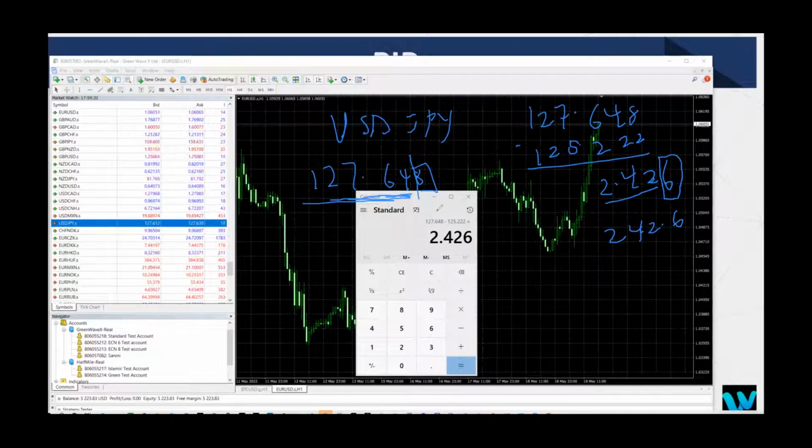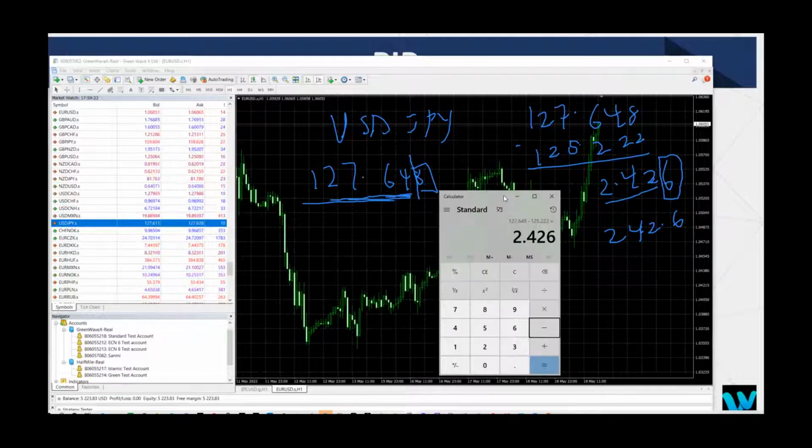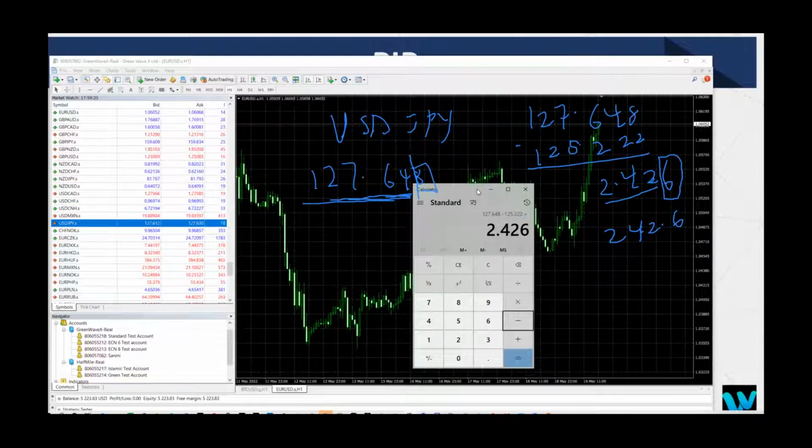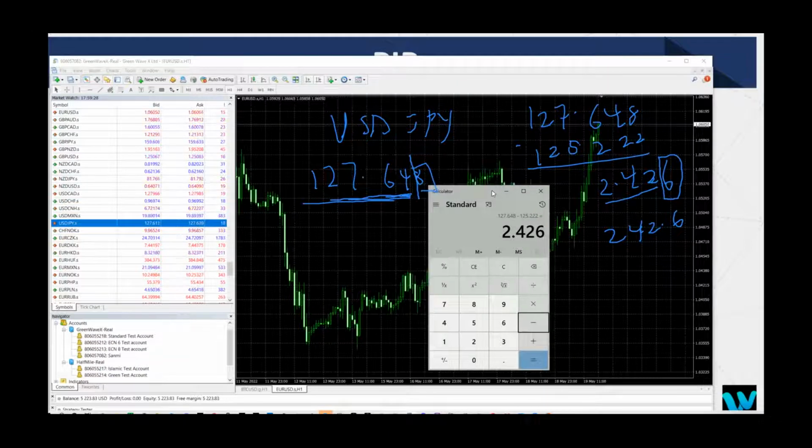Simple. But if this confuses you, you can just multiply, not by 10,000 now, but by just 100. For currency pairs that end with JPY, when you find the difference between one price level and the other, which is one minus the other, just multiply by 100. So that's 2.426 multiplied by 100, and that's what we have there. That's how you can know the number of pips between one price level and the other.